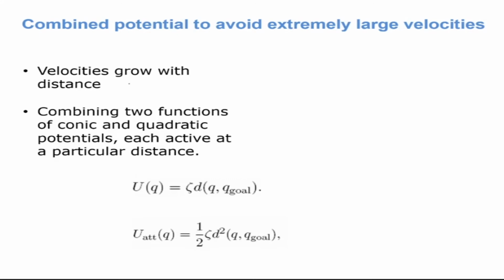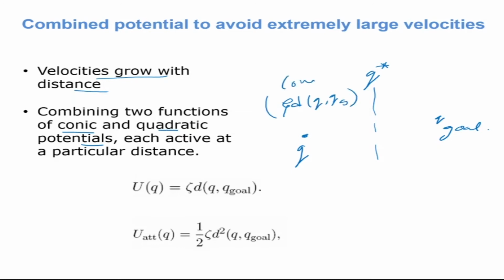For example, the velocities grow with distance. This is something we have seen. Now, combining two functions, conic and quadratic potentials, each active at a particular distance. So what we can do is assign a distance such that if I have my q here and my q goal here, I can define a distance which is called q star. Here I can use zeta into d into q and q goal, so I can use the conic potential. Now with the conic potential, as it comes closer and closer to the goal, there is a chance that the velocities will become very large, and it will become undefined at the goal.